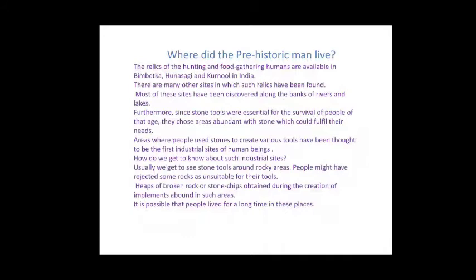Where did prehistoric man live? Any idea? Prehistoric man lived in Bhimbetaka and Hunasagi in India. Many other sites have also been found, not only Bhimbetaka or Hunasagi. All sites have been discovered along the banks of rivers and lakes. The main weapons of the age were stone tools, which served human life and protected from wild animals.